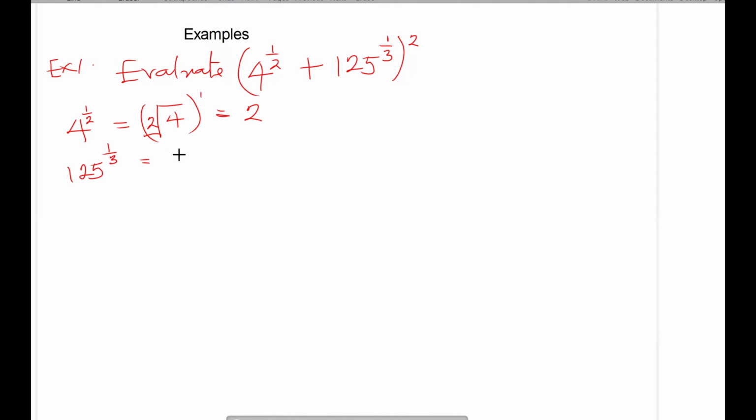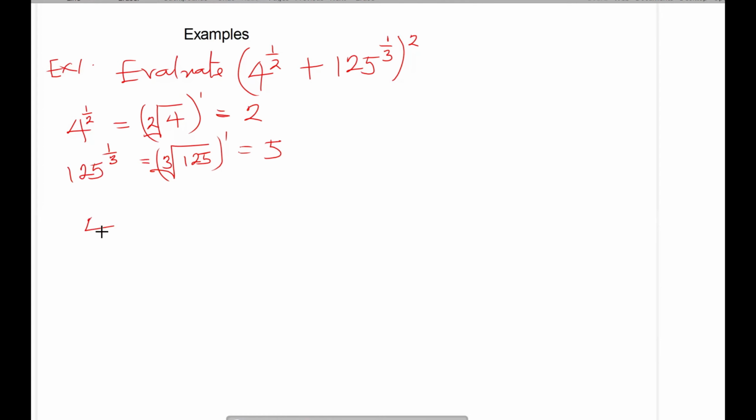The denominator here is 3. So this one becomes the cube root of 125 to the power of 1, and that becomes the number to multiply 3 times to give us 125. That will be 5 to the power of 1, that will still be 5. So we can now go back to evaluate this.